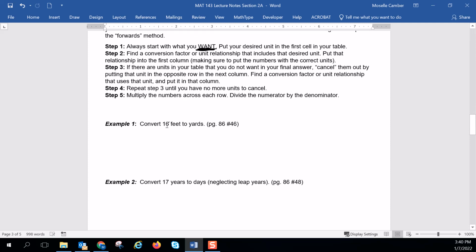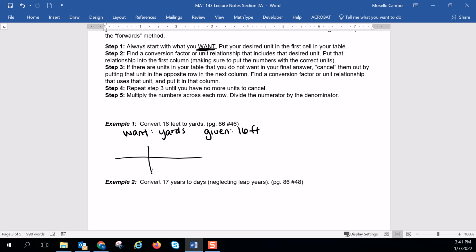Let's say we want to convert 16 feet to yards. So what we want here is yards. What they've given us is that we have 16 feet. Notice that when we have what we want, we don't have a number with it yet. What we're trying to find is the number that goes with the yards. Now to do this, we are going to need a little bit of information that they don't specifically give us, and that is going to be some relationship between feet and yards. But first, let's get with what we have here.